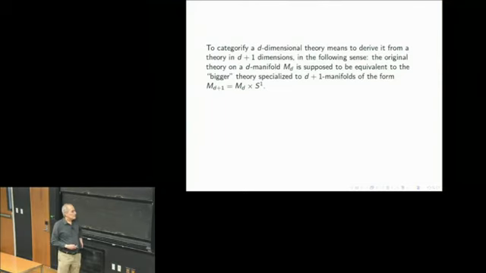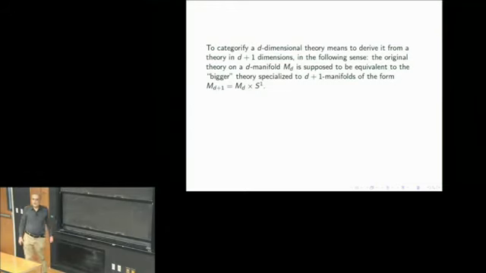Now, the interpretation we will use of what categorification means is that to categorify a d-dimensional theory means to derive it from a theory in d plus 1 dimensions in the following sense. A d plus 1 dimensional theory does something for any d plus 1 manifold, or structures in a d plus 1 manifold. But here we will specialize to d plus 1 manifolds that happen to be of the form of a d manifold times a circle. And specialized in this way, a d plus 1 dimensional theory reduces to a d-dimensional theory.